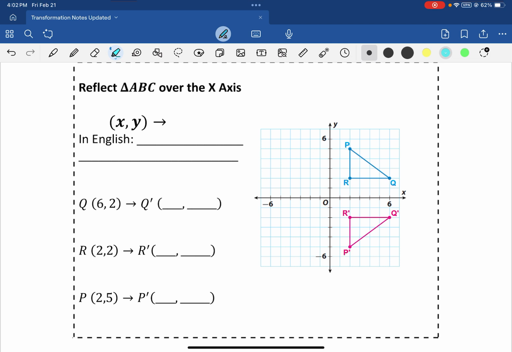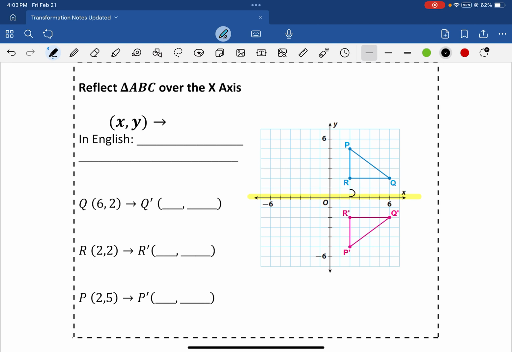So I'm going to highlight the x-axis in yellow. And you can see that my blue triangle was my pre-image and my pink triangle is my image, okay? So let's just see what happened when I reflected it. I'm going to start from the center of the line that I'm flipping over at X, and let's see how far away my R point is.